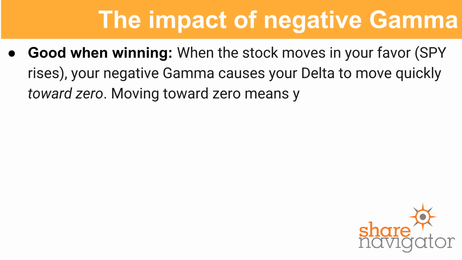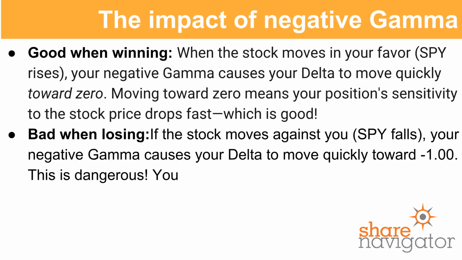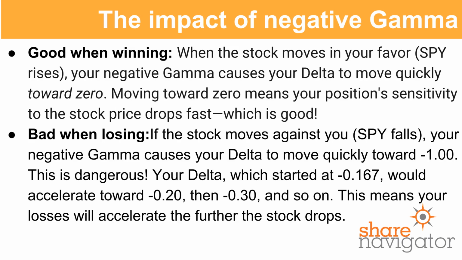So what is the impact of negative gamma? Negative gamma is good when you're winning. In other words, the share price is moving upwards. Your negative gamma causes the delta to move quickly towards zero. Moving towards zero means our position sensitivity to the stock price drops fast, which is great for us.